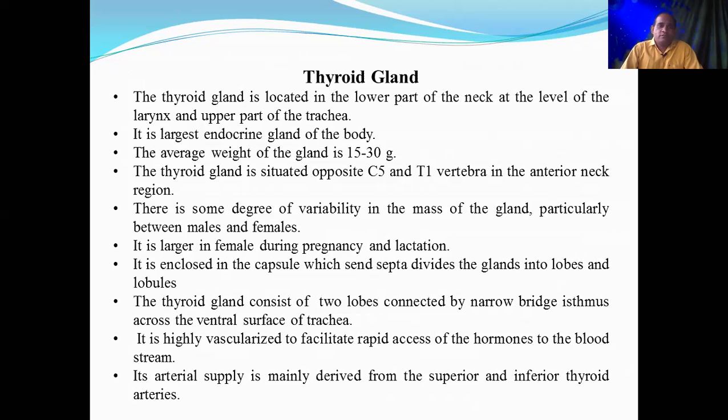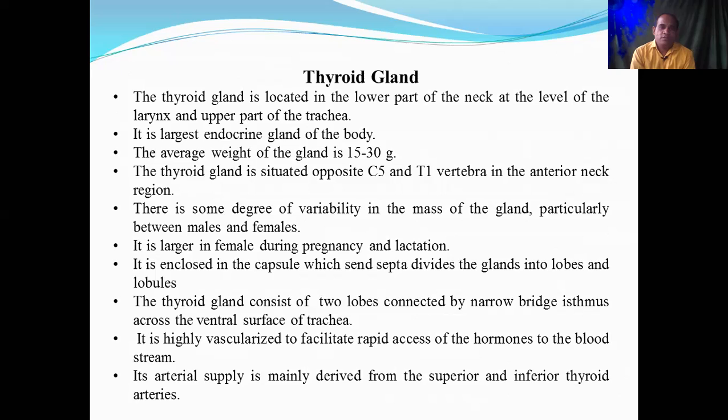Now the thyroid gland. The thyroid gland is located in the lower part of the neck, below the larynx and over the upper part of the trachea. It is the largest endocrine gland of the body. The average weight of the gland is 15 to 30 grams. It is situated opposite the C5 and T1 vertebrae in the anterior neck region. There is some variability in the mass of the gland, particularly between males and females. It is larger in females during pregnancy and lactation.